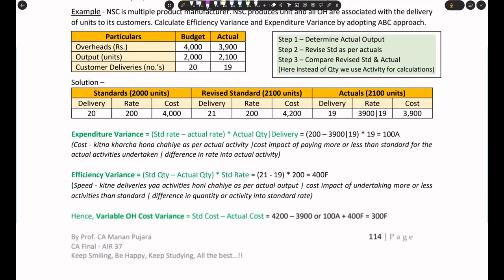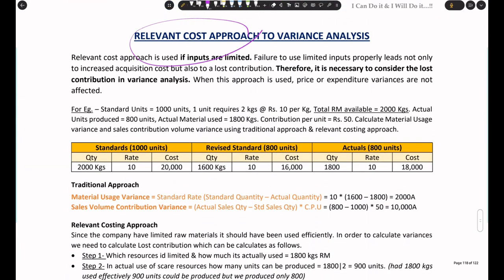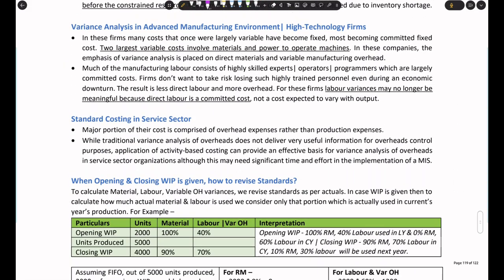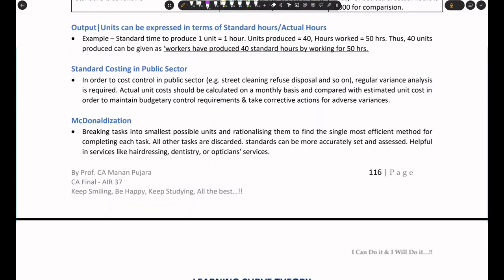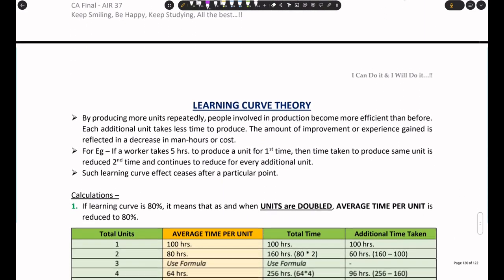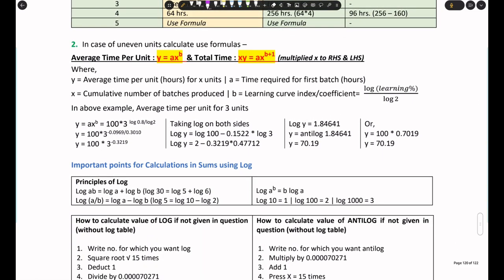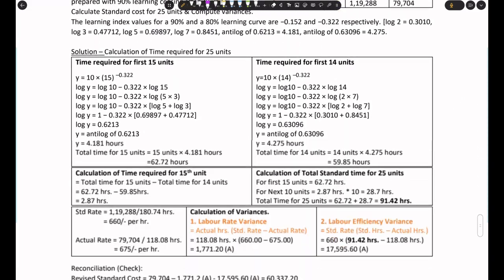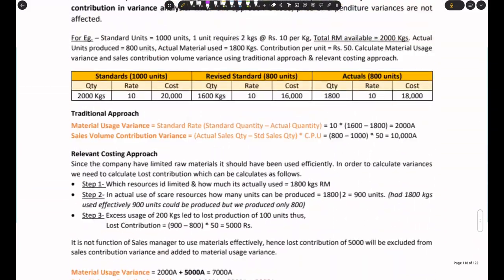So guys, we are studying these last two concepts, that is variance analysis in ABC and relevant cost approach. After that there are some miscellaneous concepts. You can read these on your own because they are not that relevant. The next is learning curve theory, that also you can read on your own, or you can watch some video, because I also need to watch it, so I can't explain if I haven't even watched. So these are the last two topics that we are reading right now.